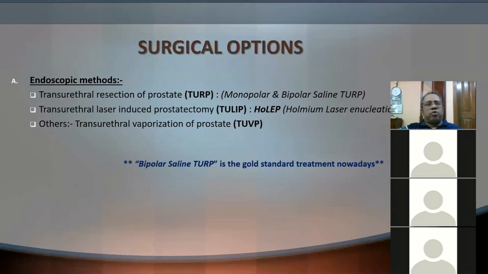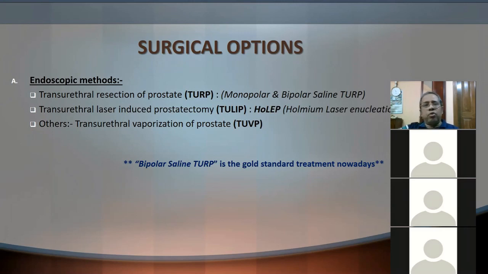So what about the surgical options? A lot of surgical options are available in the world. But for your undergraduate level, you only need to remember one thing: the minimally invasive surgical treatment is TURP, that means transurethral resection of prostate. That terminology is sufficient to pass the examination. Other terminology you need not know at the undergraduate level.